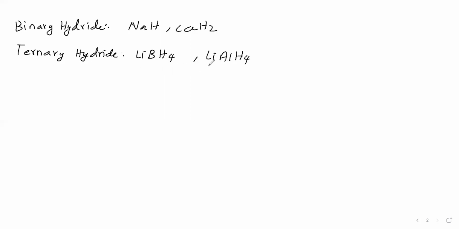Next type of hydrides, we will go for covalent hydrides. In the covalent hydrides, we will take group 3 elements. Boron is taken, and the hydride boron forms is called BH3. Group 3 forms hydrides. Then group 4 forms hydrides.